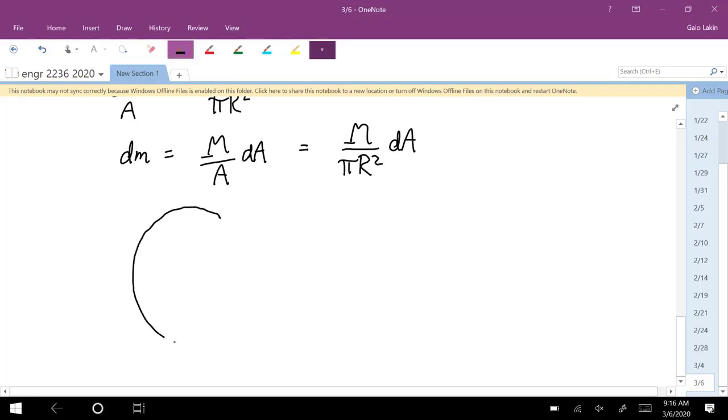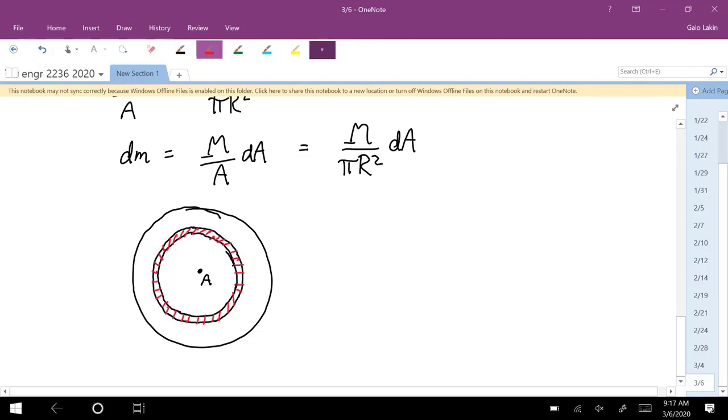So here's our disk. And here's our about point. And we're going to break it up into infinitesimal rings. Okay, so what do we know about this ring? We'll say that the distance here is little r, okay? And we'll say that the thickness is infinitesimal, and it has a value dr.